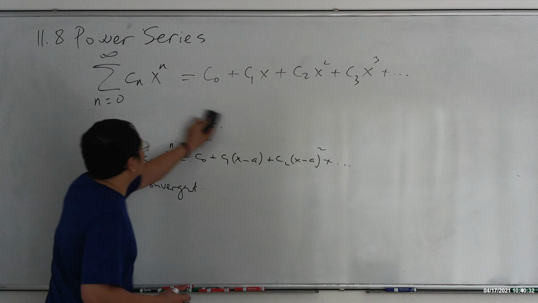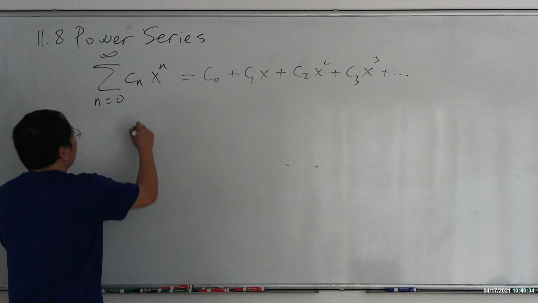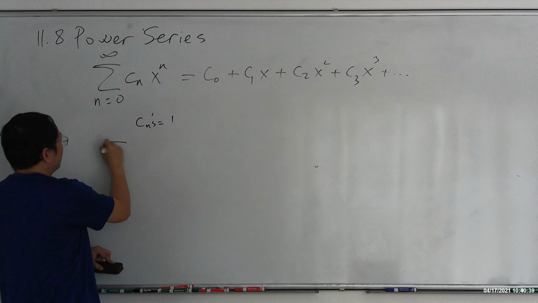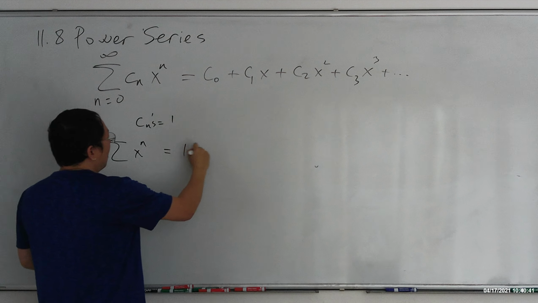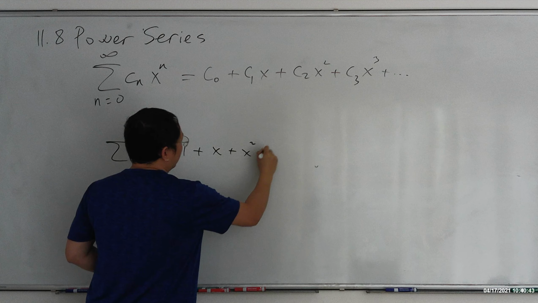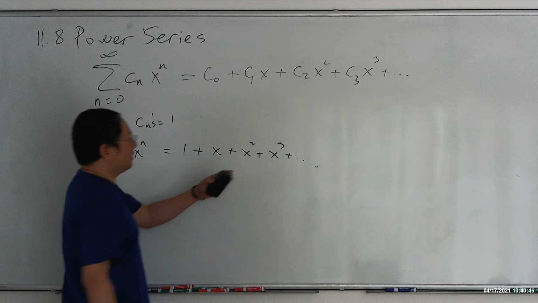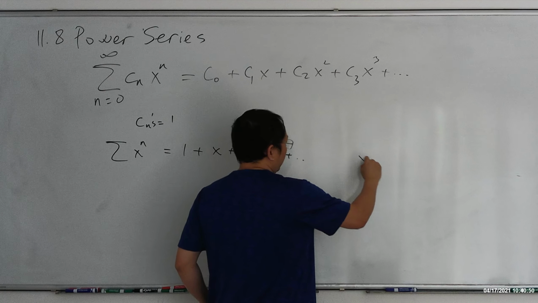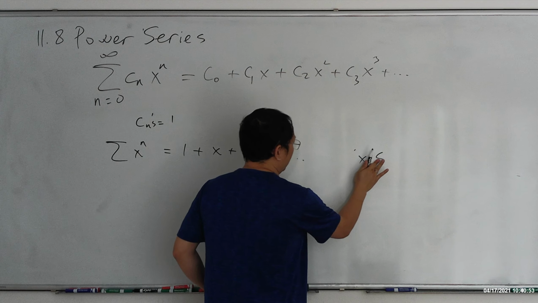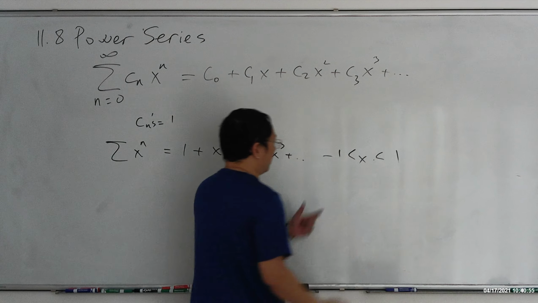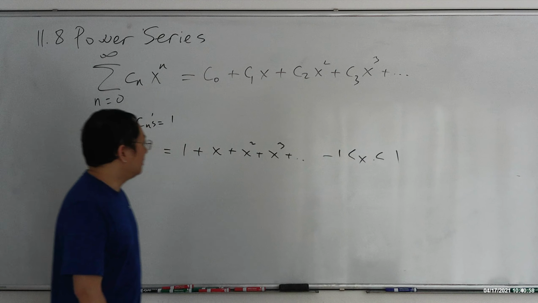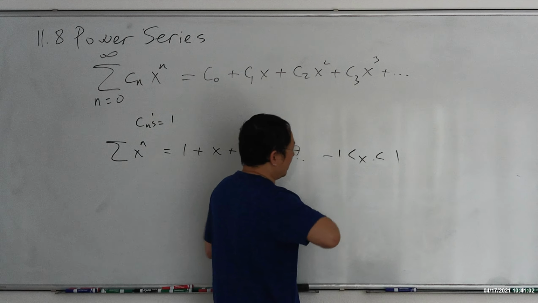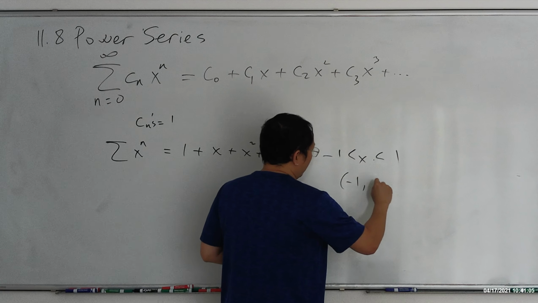Actually, you already have the example. This one, for Cn equal to 1, you have the sum of x^n equal to 1 plus x plus x squared plus x cubed. This series is not just convergent at x equal to 0. It is convergent for any x between -1 and +1. We call that the interval of convergence. You write it this way: x is between -1 and +1.